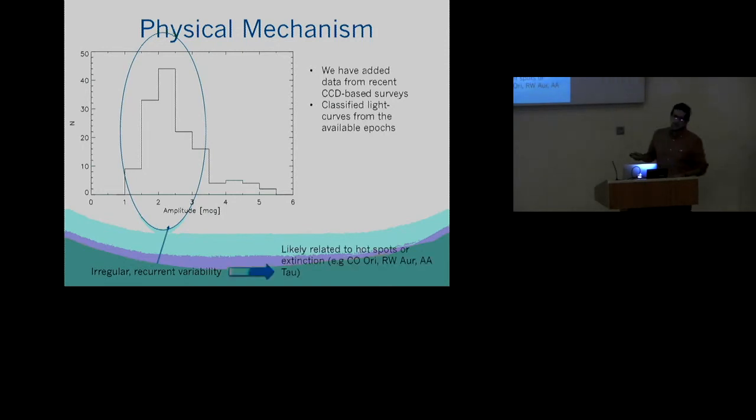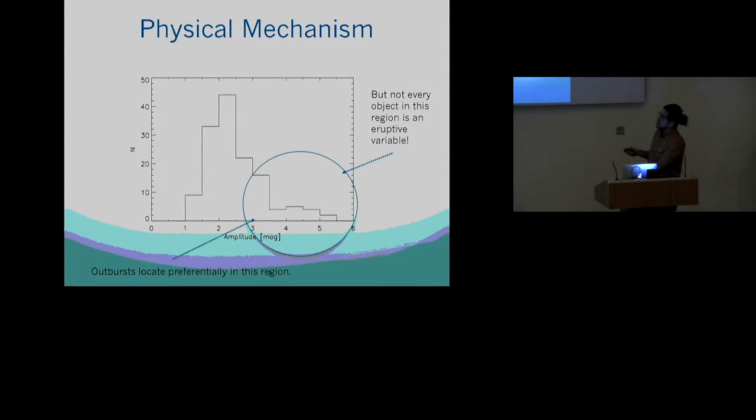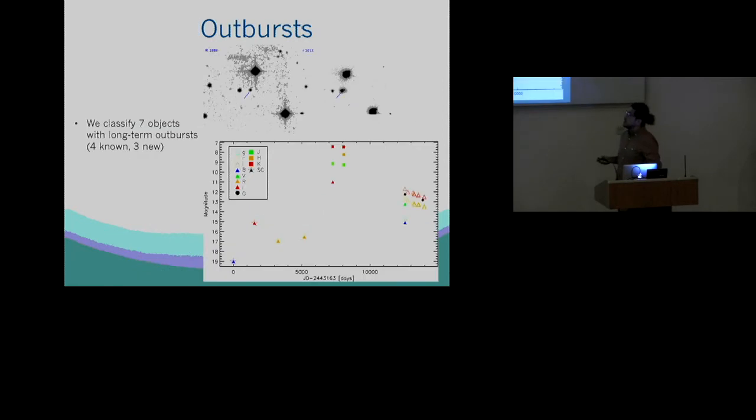And here in this region, we find objects which can be related to hotspots or extinction-related variability. These are still interesting, and we are planning to monitor. We applied for time to monitor these objects. But for the case of this study, we're looking for these long-lasting outbursts, which locate preferentially in this region here. But again, we find a lot of objects here, but not every object in this region is an eruptive YSO. So we're also planning to monitor these objects to understand what's causing this high amplitude variability.